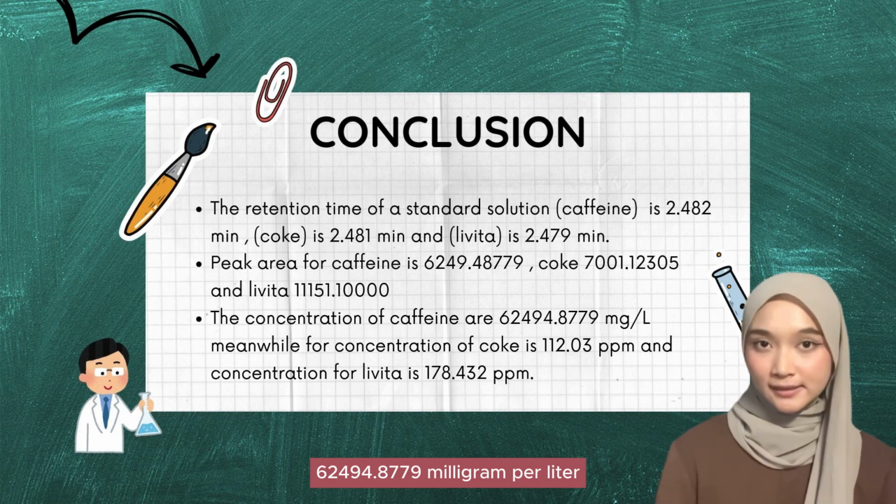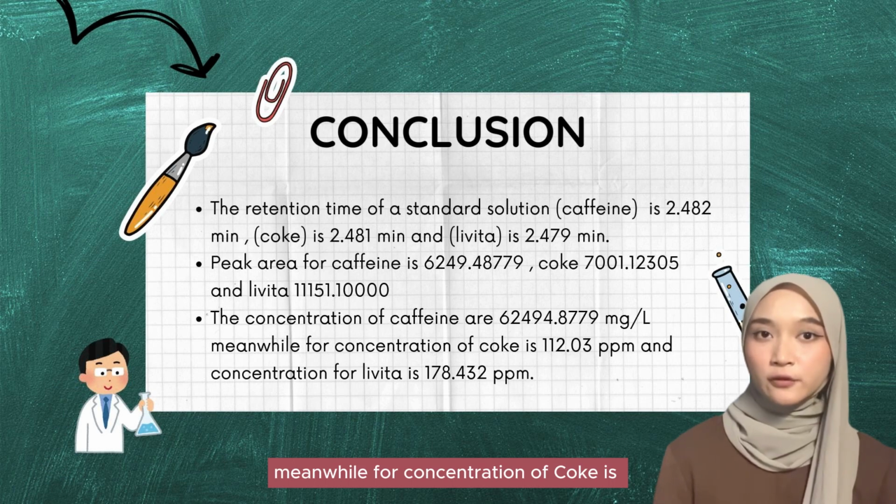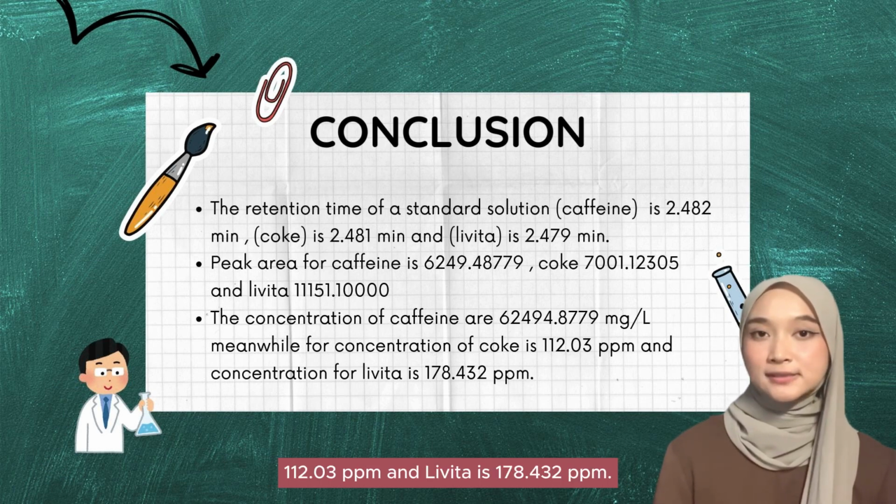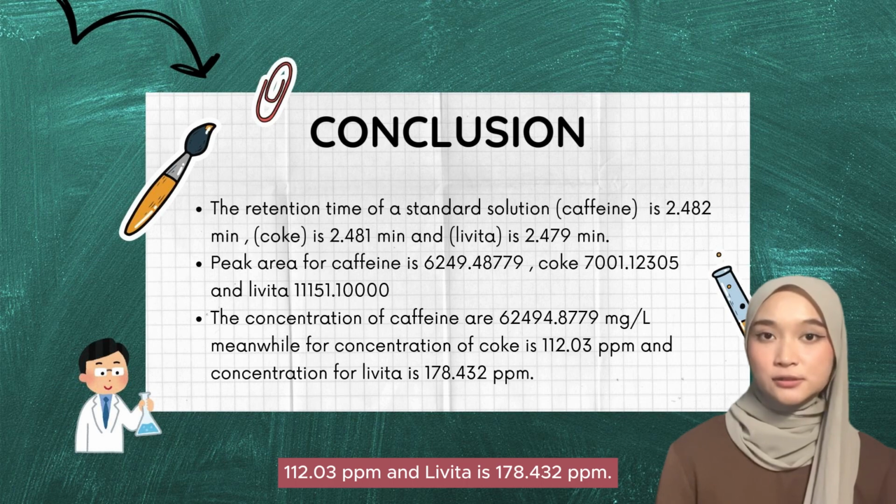The last one is the concentration of caffeine, which is 62494.8779 mg per liter. Meanwhile, the concentration for Coke is 112.03 ppm and Levita is 178.432 ppm.